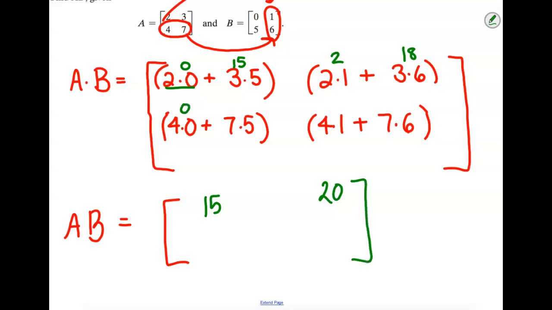4 times 0 is 0. 7 times 5 is 35. Add those together and you get 35. Last one. 4 times 1 is 4. 7 times 6 is 42. Add them together and you get 46. So that's how you multiply two matrices together.